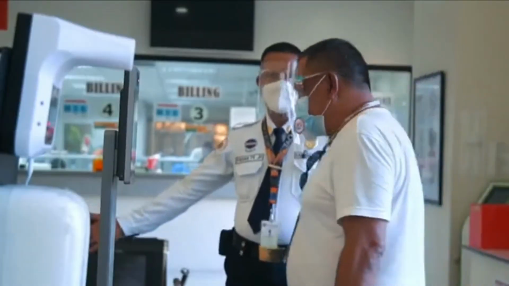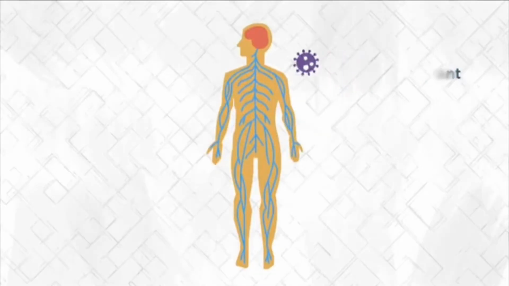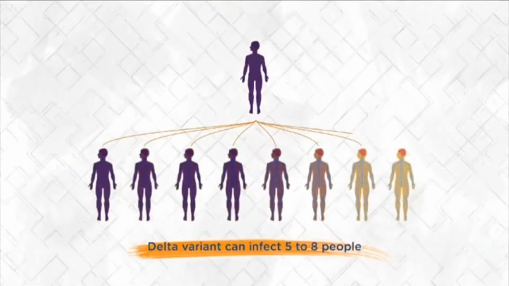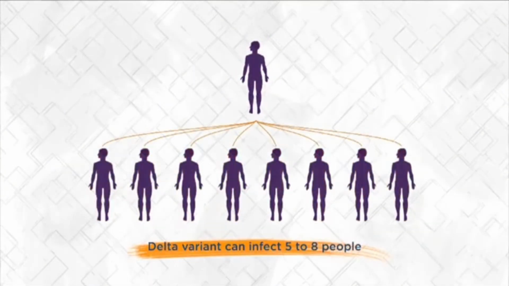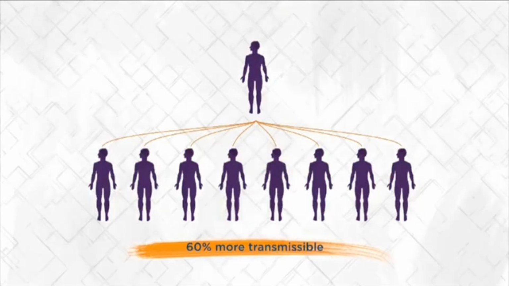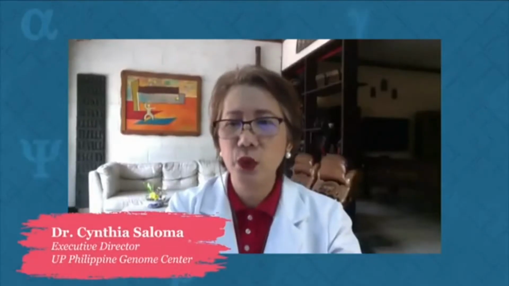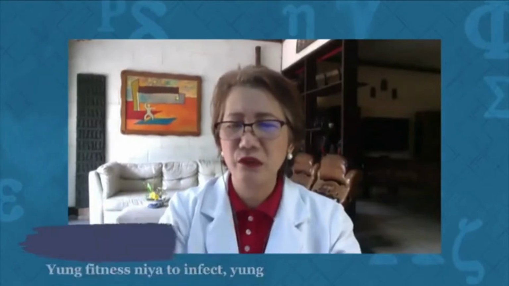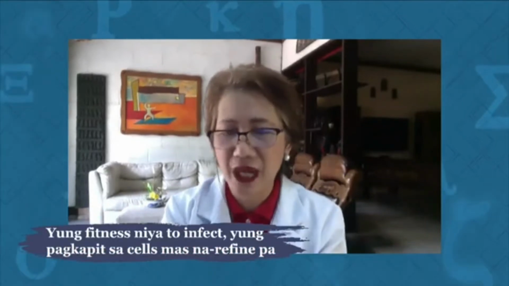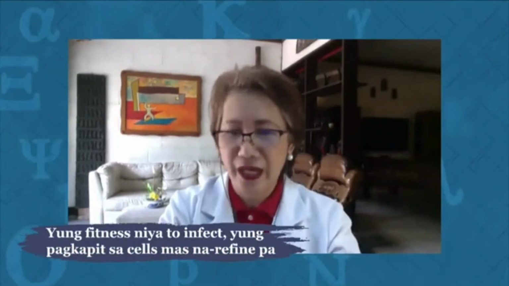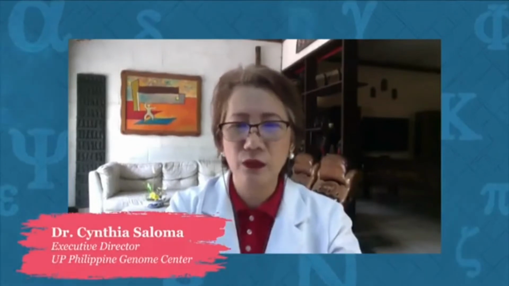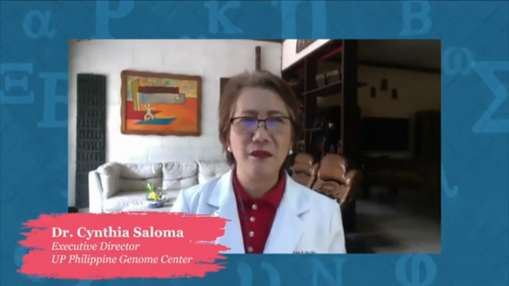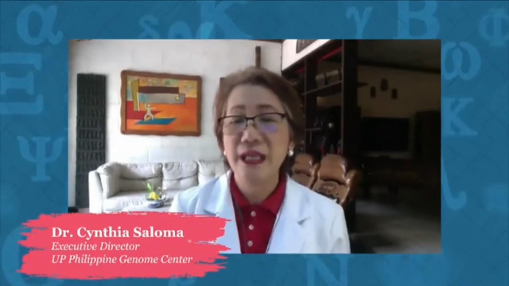Sa ngayon, naka-alerto ang buong mundo sa Delta variant dahil mas mabilis itong makahawa kumpara sa ibang variants. Pero yung Delta variant, kaya niya mag-infect ng 5 hanggang 8 tao. In addition to that, it appears to be more transmissible, probably 60% more transmissible kaysa sa UK or the Alpha variant, no? So sabi ng mga scientists, parang yung fitness na to infect, yung pagkapit sa cells, mas na-refine pa, no? Tapos pang-tatlo, parang ang kanyang symptomatology, yung mga symptoms na nakikita ng mga doktor natin, parang nag-iba.